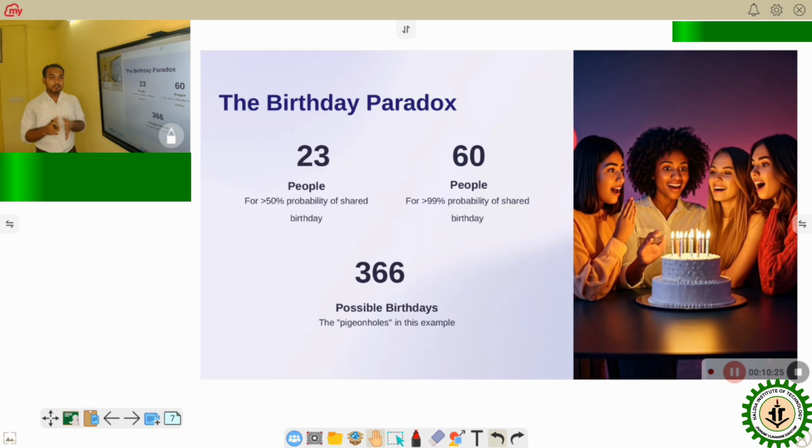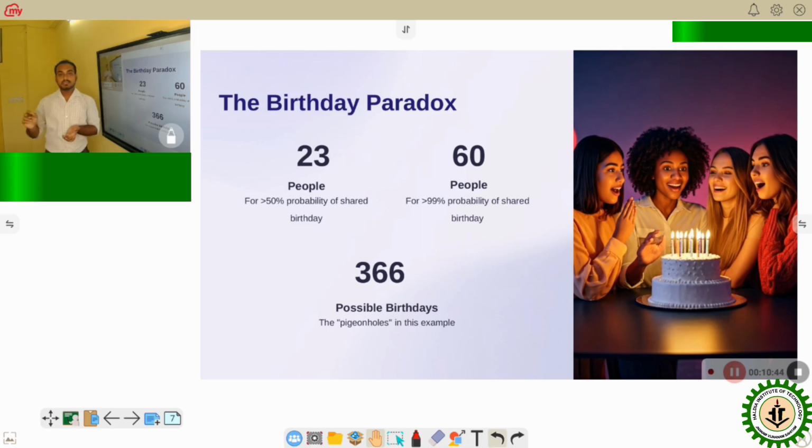So the number of people we have to choose to guarantee the same birthday is basically 366. If we choose 366 people, then that guarantees the date of birth will be the same for at least two people. So we think of it as a paradox. Why is it a paradox?